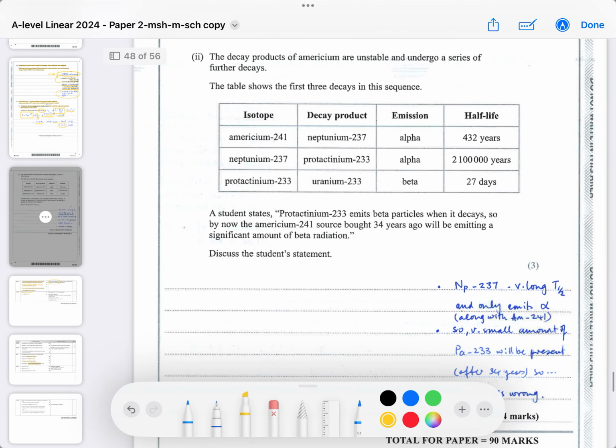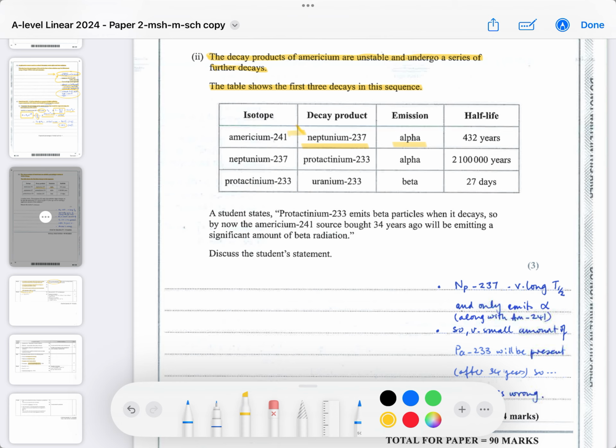Do that later. Final part of this exam: the decay products of Americium are unstable and undergo a series of further decays. Okay, I prefer calling it Americium. The table shows the first 3 decays in this sequence. Okay, first decay product is Neptunium. Yeah, so Americium into Neptunium by alpha.